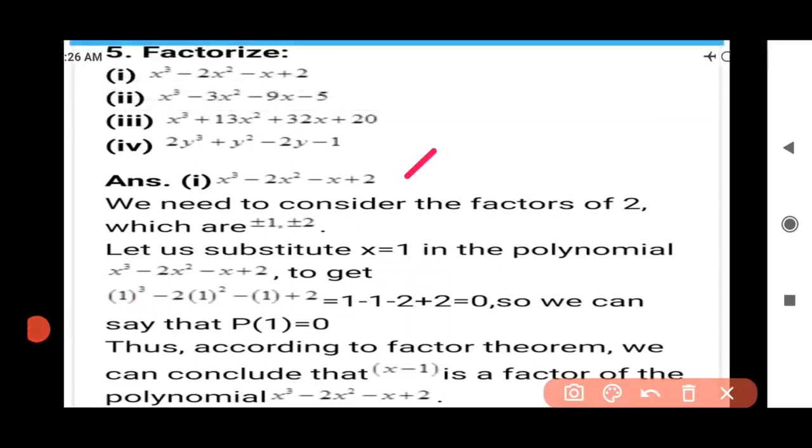We need to consider the factors of 2. The constant term is 2. The factors of 2 are plus or minus 1 and plus or minus 2. Let us substitute x equal to 1: 1 cube minus 2 into 1 squared minus 1 plus 2. So you get 0. So we can take p of 1 equal to 0, so x minus 1 equals 0.